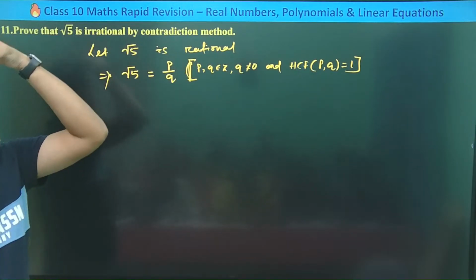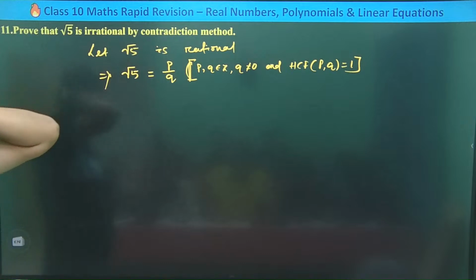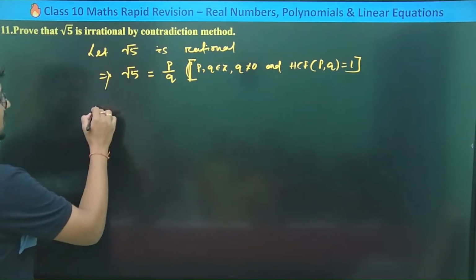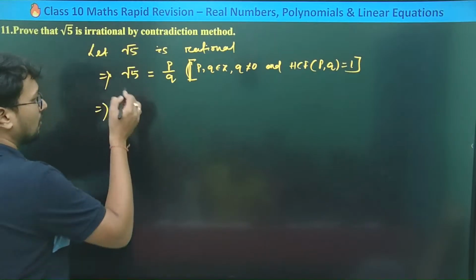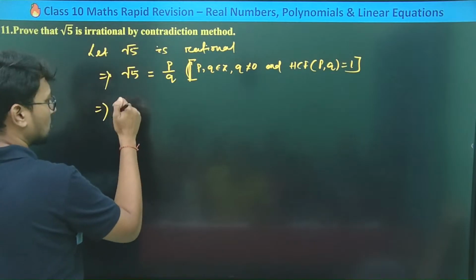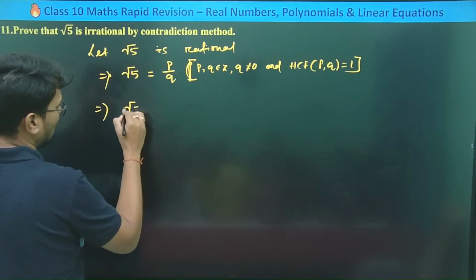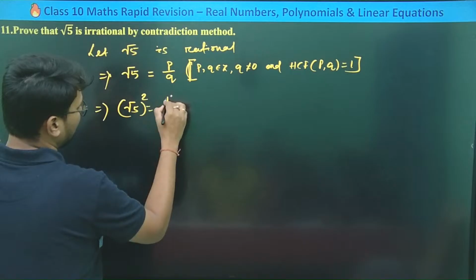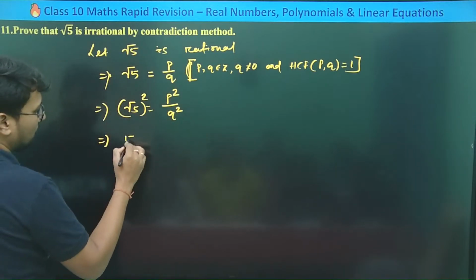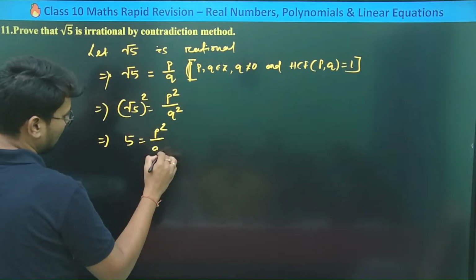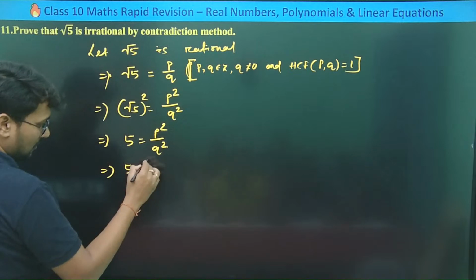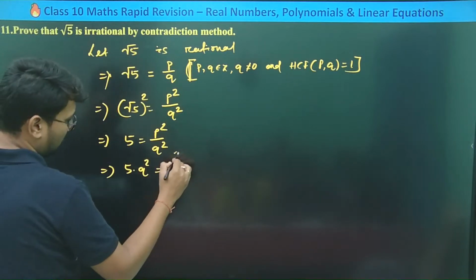Okay, everyone, tell me. Okay? Come on. So what is the next point? Next point? No. Okay, let's do squaring. Squaring both sides. While squaring, what will we get? P square by Q square, right or not? So now 5 is equal to P square by Q square. Hence, 5Q square equals P square.